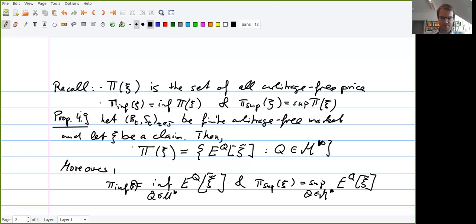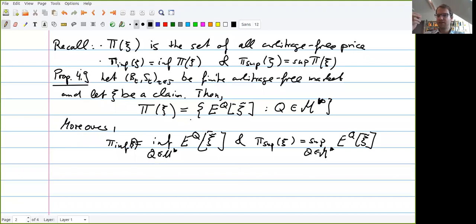You see, in particular, and this might be remarkable here, the set of arbitrage-free prices is non-empty, right? Because if we have the equality here, you know there exists a set of martingale measures which is non-empty. So the left-hand side of this equality is surely non-empty. So even if the claim is not replicable, there exists an arbitrage-free price. Okay, so let us work through the proof.